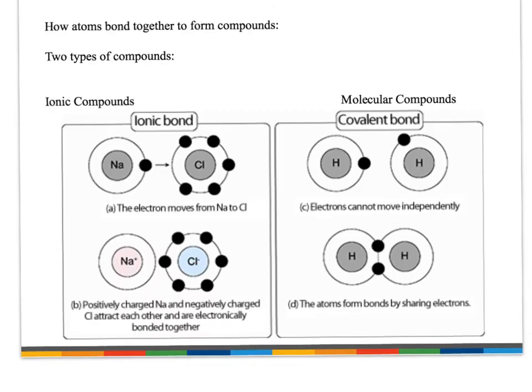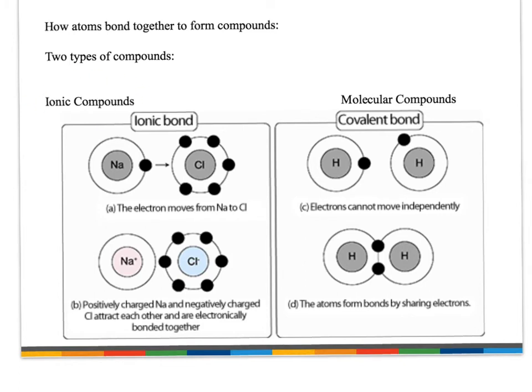Now when an atom does not have a full valence shell, it wants to combine with other atoms to form a compound to become stable. And there are 2 types of compounds that exist when atoms come together. The first type of compound is called an ionic compound, and the second type of compound is called a molecular compound. And the difference between an ionic compound and a molecular compound is what happens with the valence electrons.